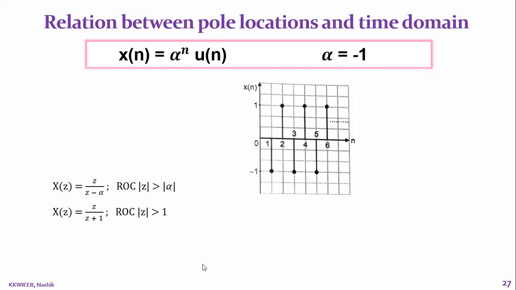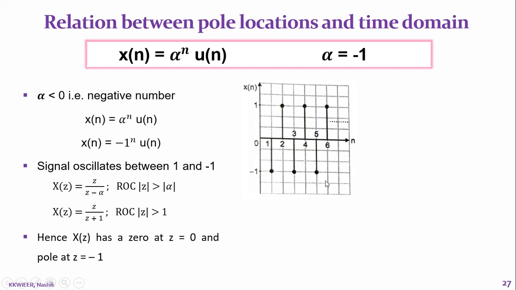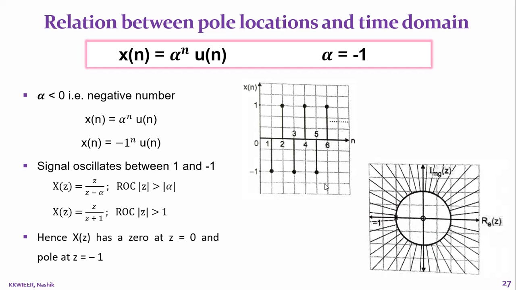If alpha is minus 1, then again it is a negative number. So alpha raised to n u of n will become negative. Now the signal oscillates between -1 and +1 as alpha is equal to -1. So in this case the zero will be at z is equal to 0 and the pole will be at z is equal to -1. So this will be your region of convergence.